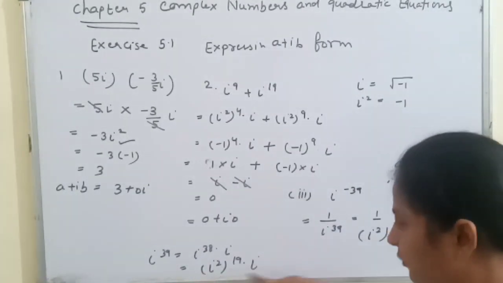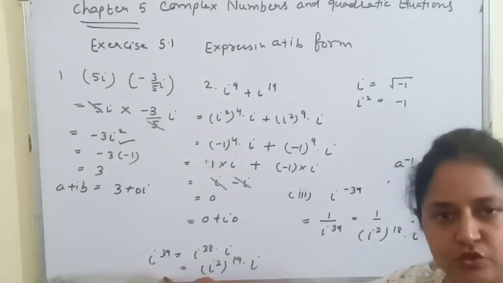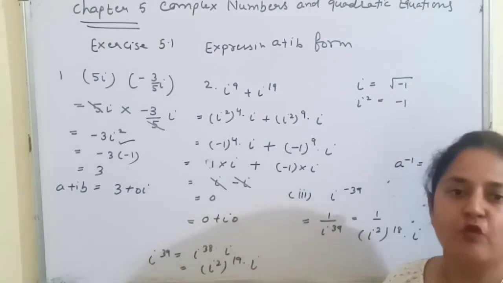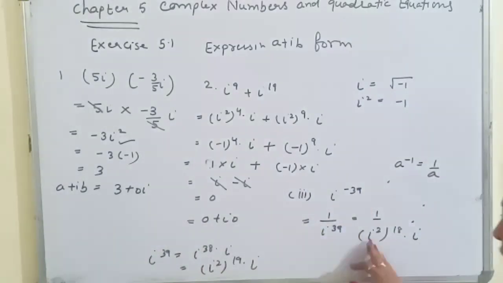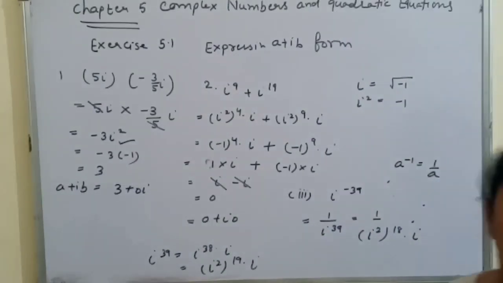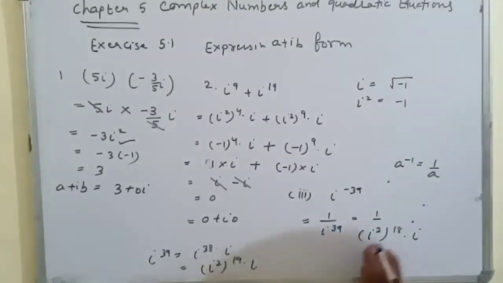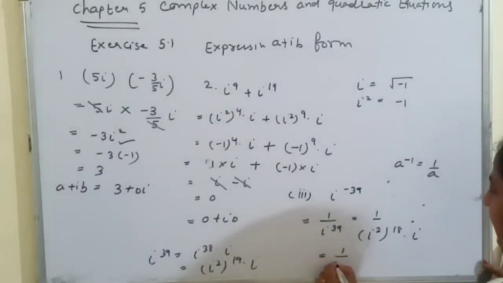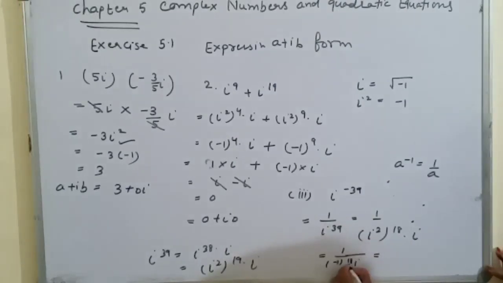When we solve it, we will come to the previous situation. We have to convert our iota into the form of iota square, so that by using this we can make our calculation very easy. Iota square is minus 1. So 1 upon minus 1 power 19 into iota, that is minus 1 power 18 into iota. Minus 1 power 18 is plus 1. So what is left with us? This is 1 by iota.